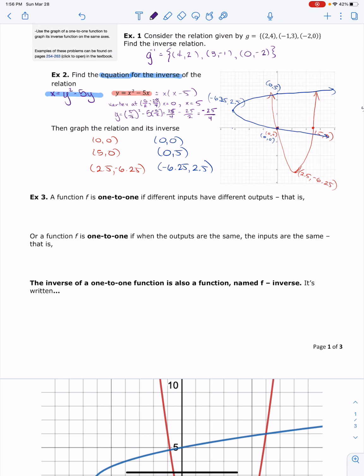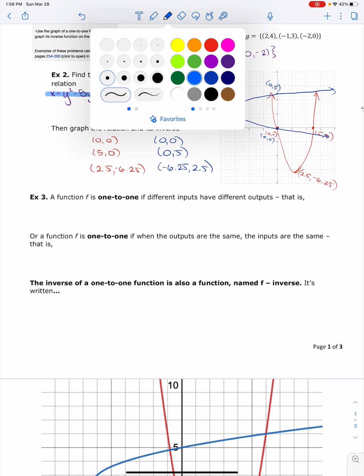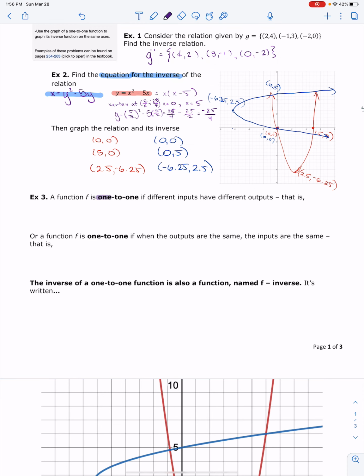Example 3. A function is 1 to 1, and that's what we're focusing on here. Now, we are talking about functions that are 1 to 1. Basically means both the original function and its inverse are going to be functions. So a function is 1 to 1 if different inputs have different outputs. So let's see what that says.